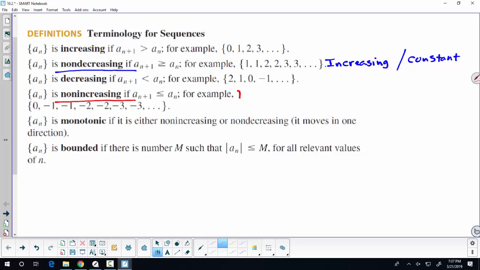Why is it non-increasing? Oh, wait. I get it. Never mind. Okay.